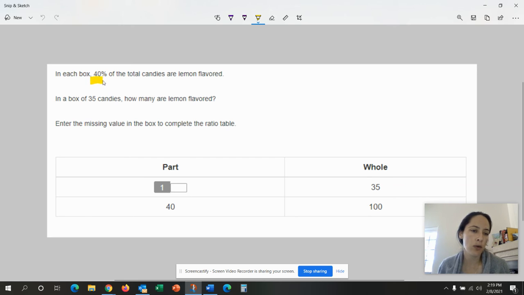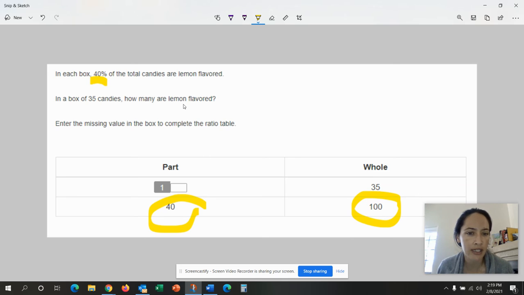Okay. Last problem. In each box, 40%, so 40 per 100, 40% of the total candies are lemon flavored. In a box of 35 candies, how many are lemon flavored? So again, we can use those equivalent ratios.